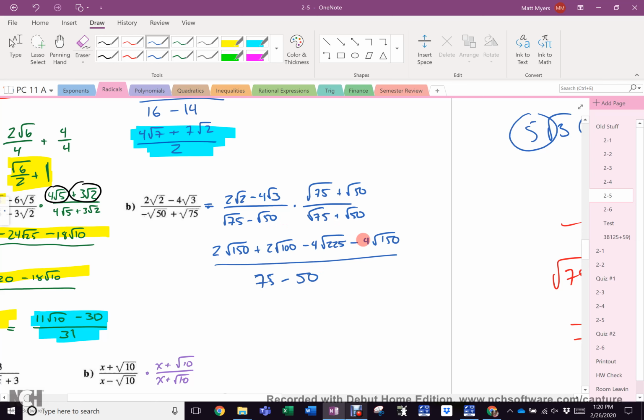2 root 150s minus 4 root 150s is negative 2 root 150. 2 times 10 is 20. 4 times 15 is 60. 20 minus 60 is negative 40, right? Over 25. 150 simplifies because it's 25 times 6. So what comes out?